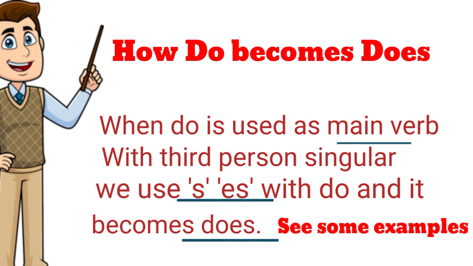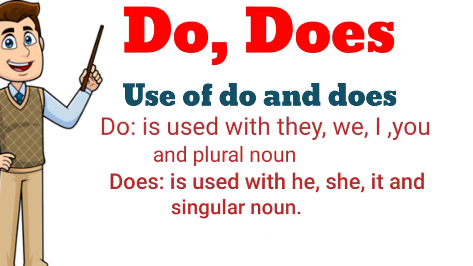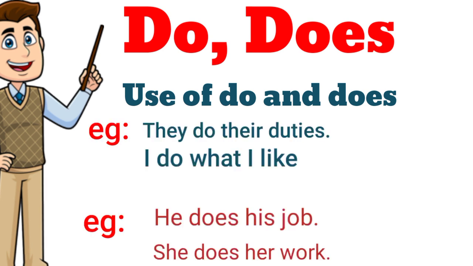How does do become does? When do is used as a main verb with the third person singular, we use es with do and it becomes does. See some examples. Use of do and does. Do is used with they, we, I, you and plural nouns. Does is used with he, she, it and singular nouns.